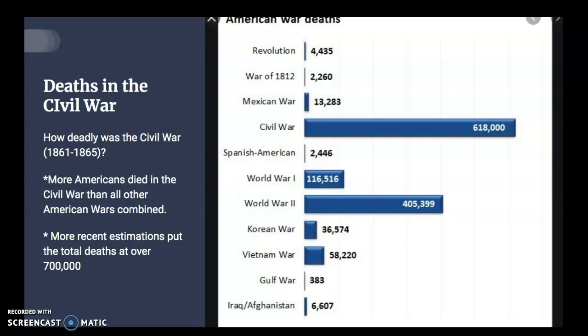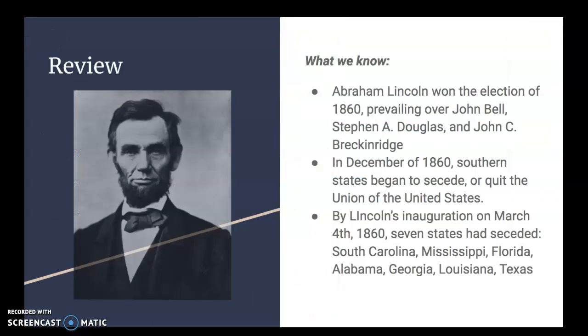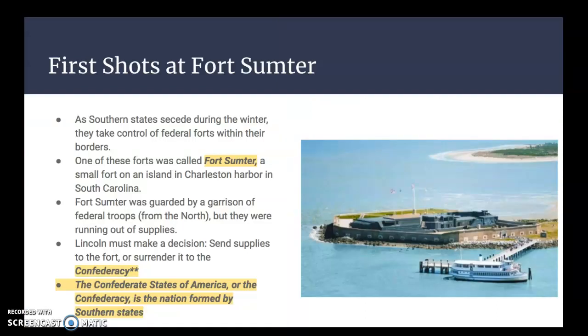So let's take a look at the beginning of this war. A little bit of review first. What we know is that Abraham Lincoln won the election of 1860. He beat John Bell and Stephen Douglas and John C. Breckinridge in a crowded field. And in December of 1860, Southern states began to secede, or quit the Union of the United States. By Lincoln's inauguration on March 4th, that should say 1861, seven states had already seceded. So South Carolina left, and they were followed by Mississippi, Florida, Alabama, Georgia, Louisiana, and then finally Texas. So that's seven states out of the Union by the time Lincoln is sworn in as president.